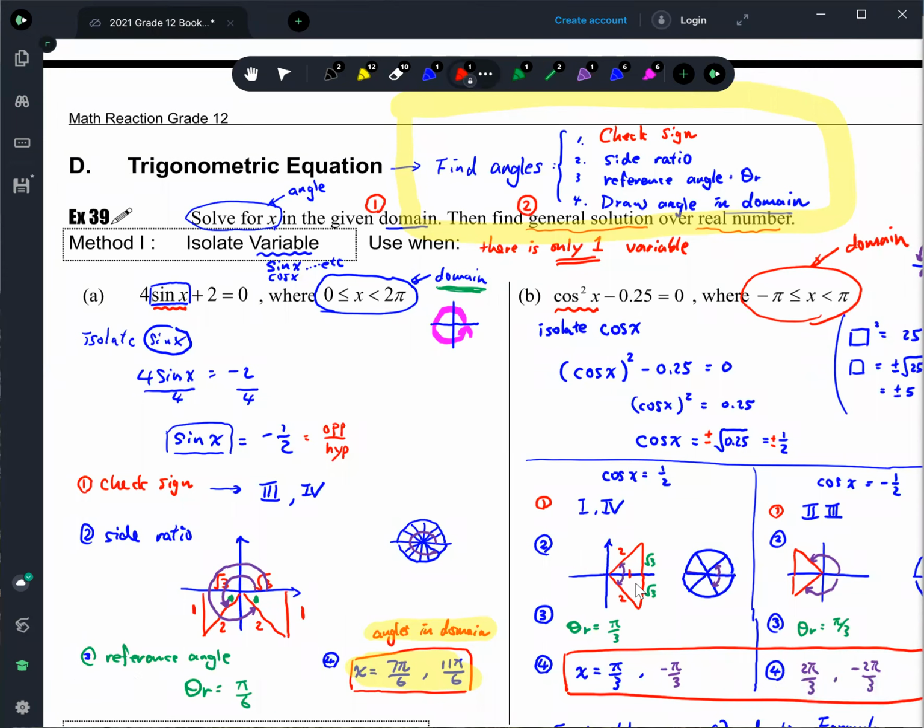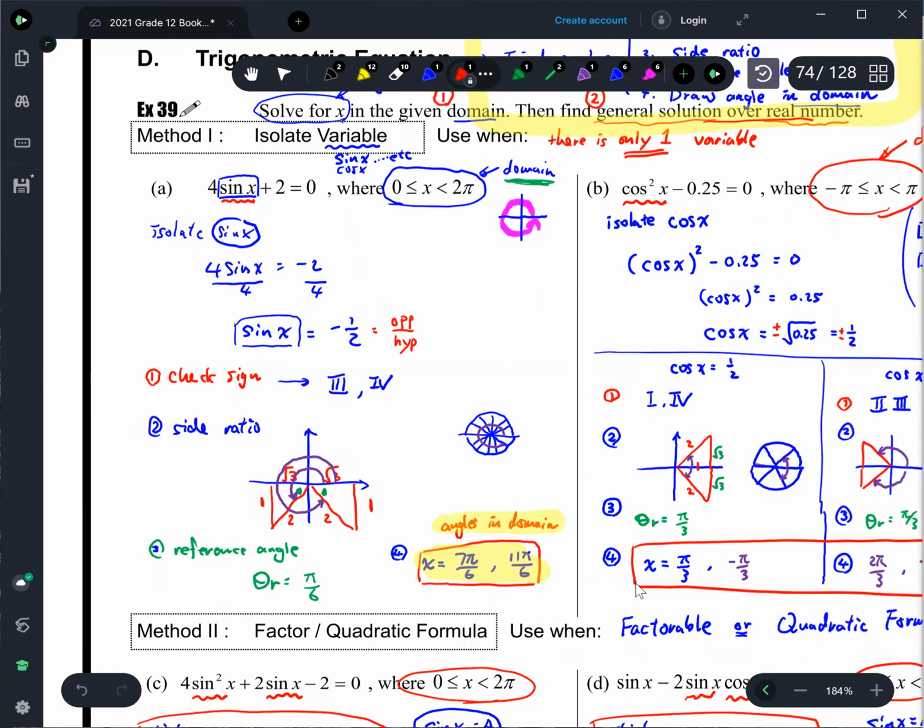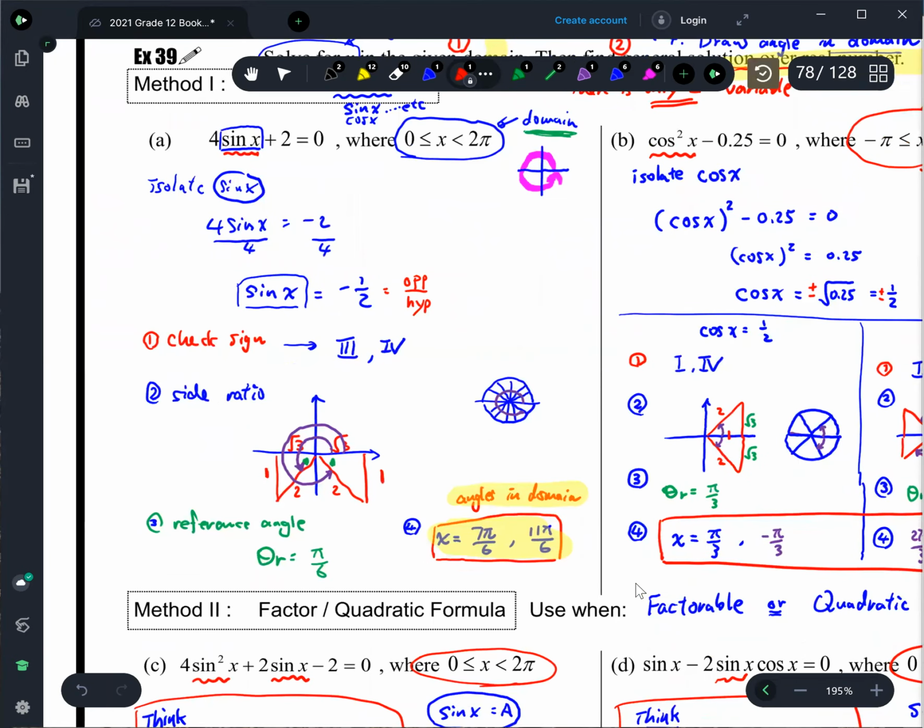General solution means the domain is unlimited; they don't give you a restriction on it. It can be anything. So we want to find the answer for the whole set of real numbers. That's why it says general solution over real numbers. So if you look at question 8 now, the picture's the same. I'm going to erase a little bit.